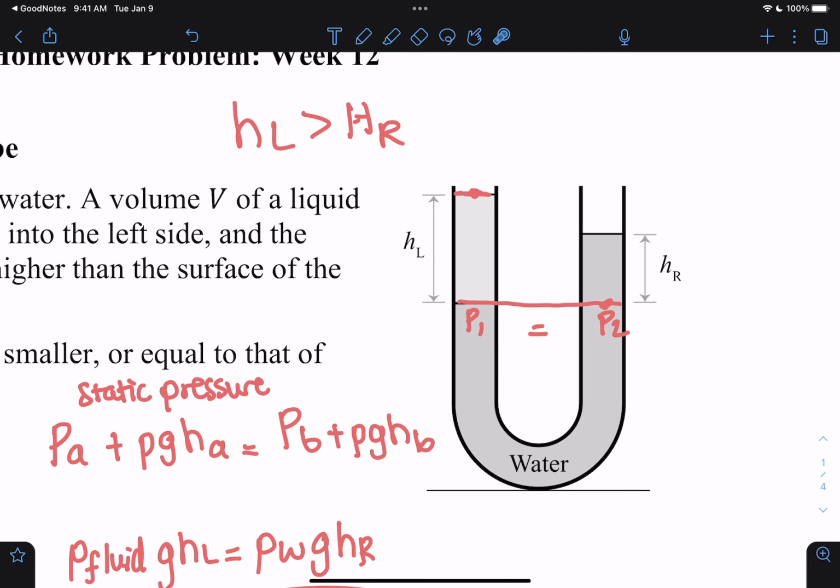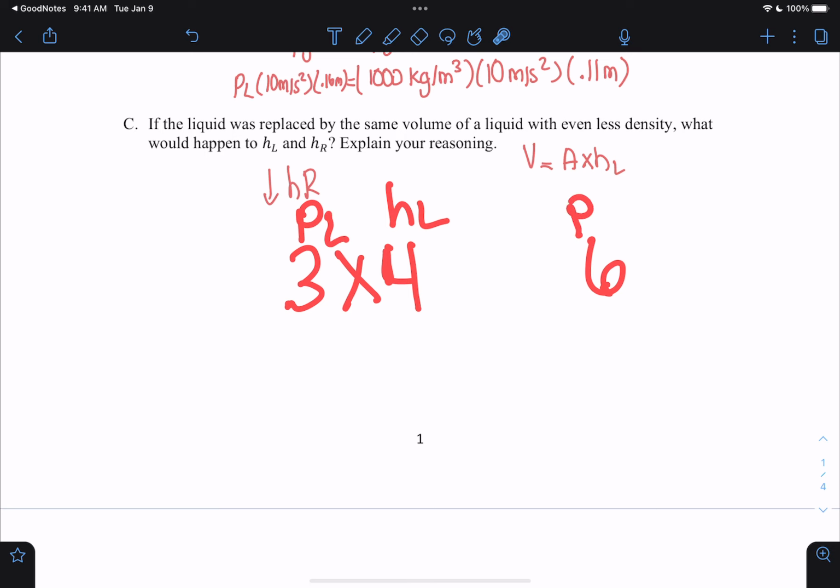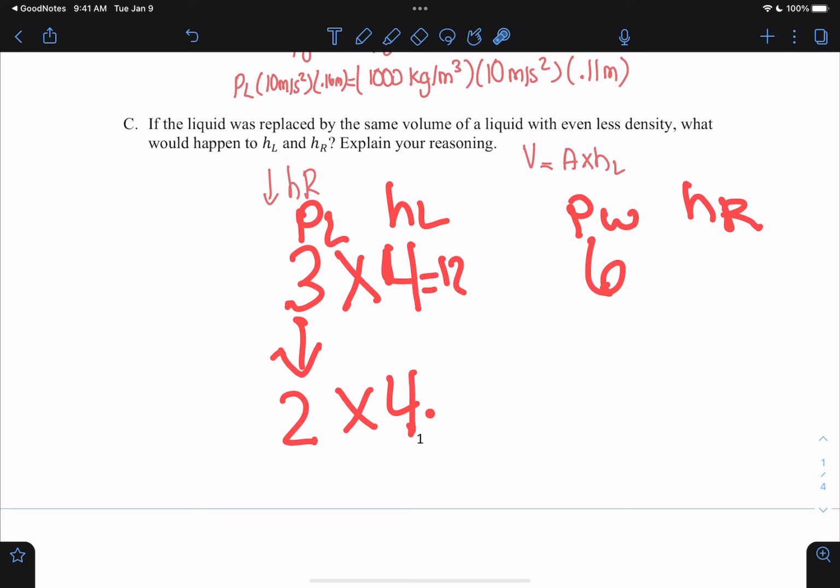So instead of 12, I get 8. So the idea here then is that on the right-hand side, I still have the same density of water, right? Let's say the density of water was, like we said before, greater than the density of the liquid. So here's the density of the liquid, that was 3. The density of the water was 6, right? If I had 3 times 4 at first, 4 was my height, h_L. This is density of the liquid, this is density of the water, height of the water, right? So if I drop down my density of the liquid to 2, and I kept the height the same because I'm pouring in the same volume, then instead of 12, I have 8.